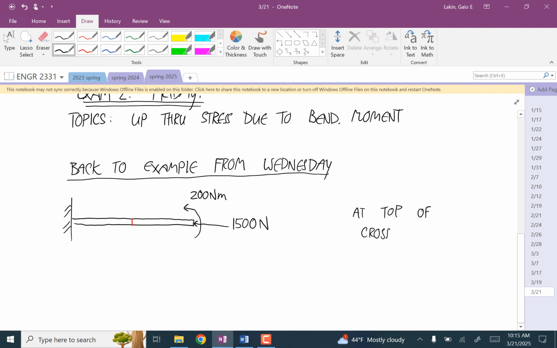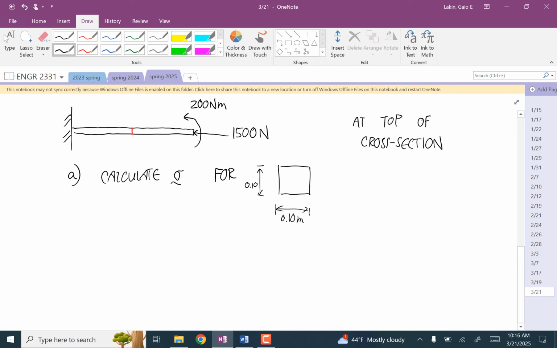And then on the cross section, at the top of the cross section, we want to first calculate the stress tensor for the square cross section. And then second, calculate the stress tensor for this T-shaped cross section.